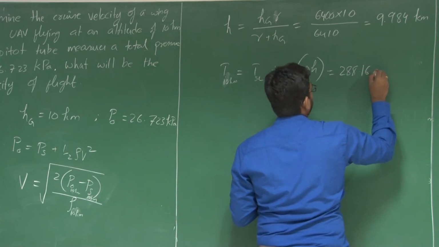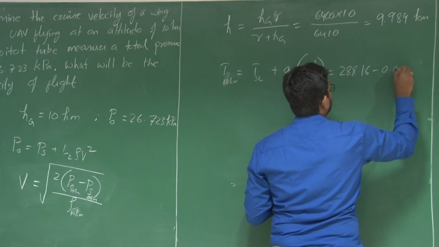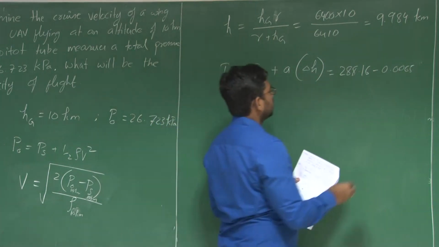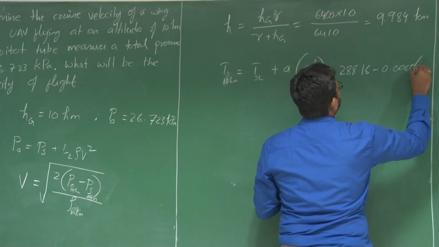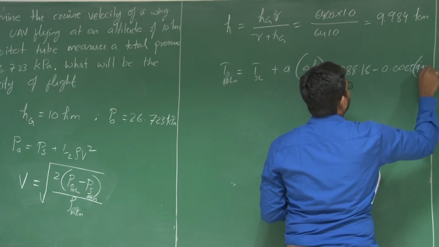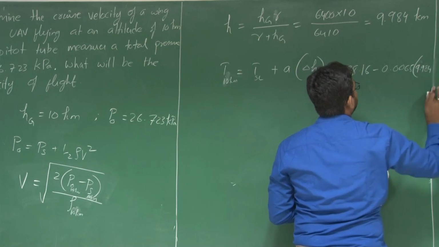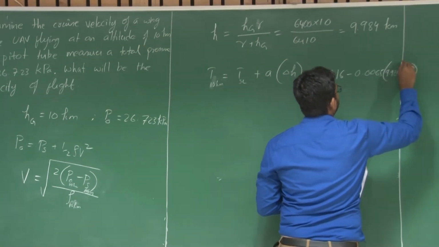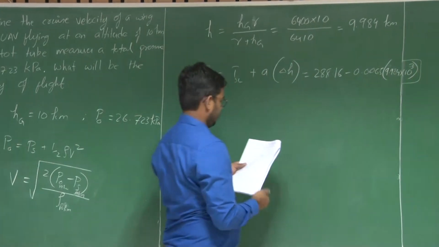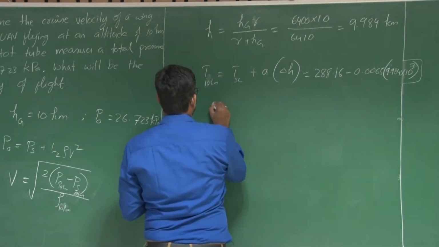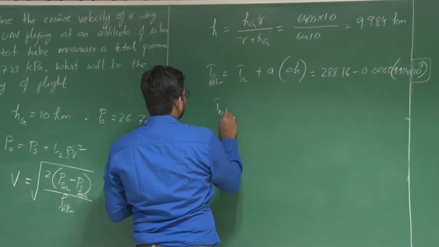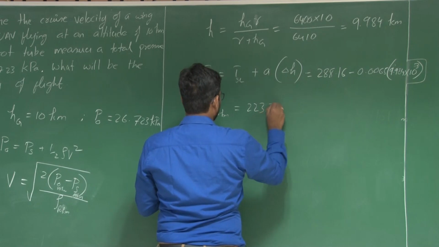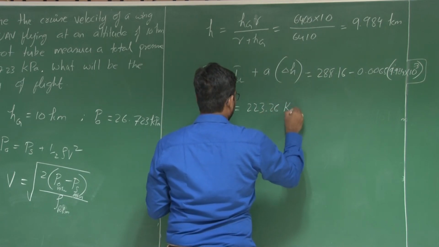This equals 288.16 minus 0.0065, which is the slope of this first gradient layer, and the change in the altitude is the geopotential altitude, 9.984 into 10 power 3 meters. So temperature at 10 kilometer altitude is equal to 223.26 Kelvin.